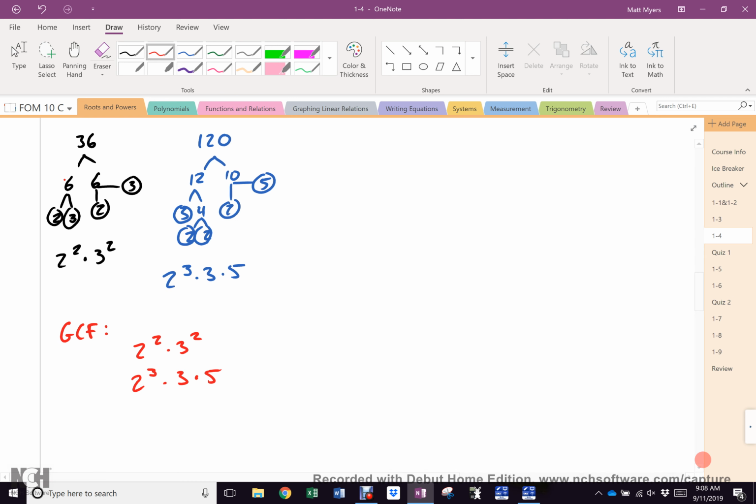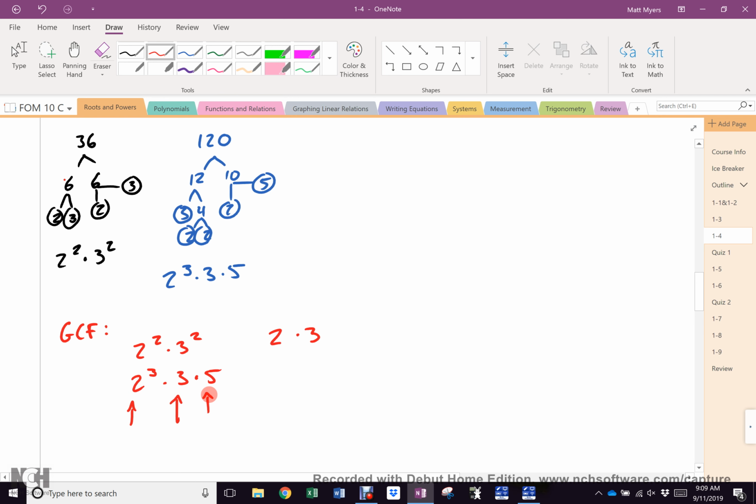Now for GCF, I check everything common. Is 2 common? Is 2 in both groups? So I need a 2. Is 3 in both groups? So I need a 3. Is 5 in both groups? No, so I don't need 5.